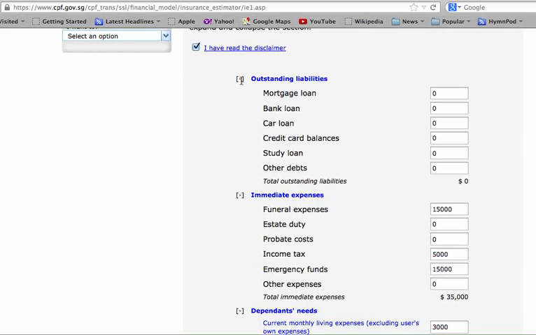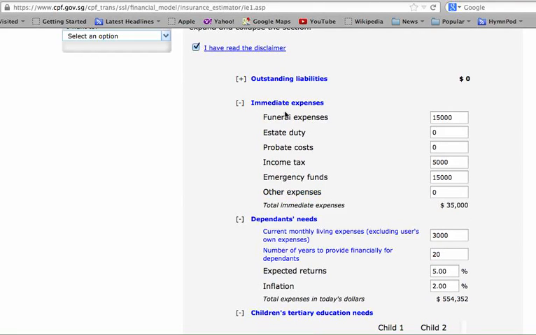Okay, next we look at the immediate expenses. Now, immediate expenses are estimated as follows. Funeral expenses, $15,000. Estate duty probate costs at 0. And income tax at $5,000. Emergency funds at $15,000. This gives a total immediate expenses at $35,000.